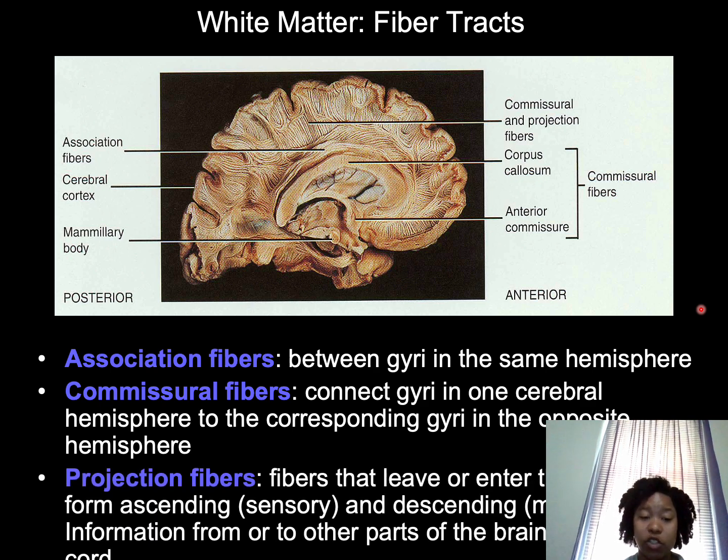And then you have projection fibers that leave or enter. Those are forming the ascending sensory information or descending motor information. And so it can communicate that from other parts of the brain to the spinal cord.